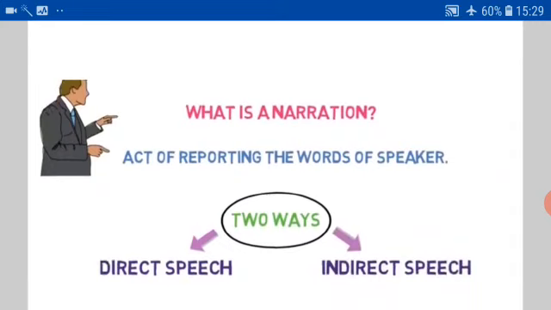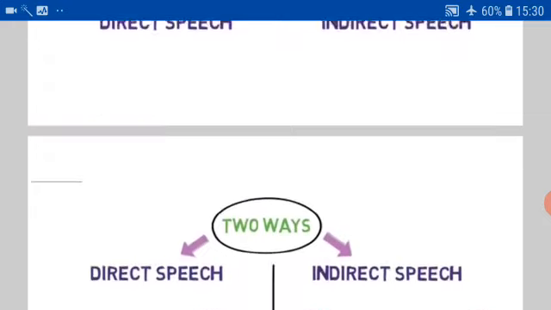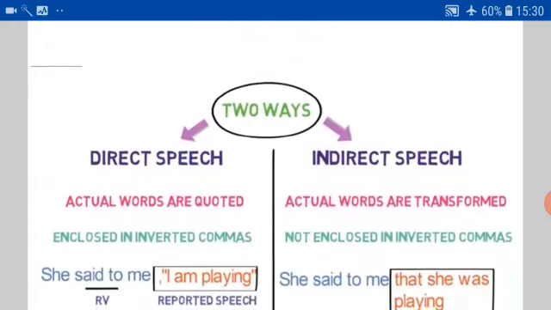But first, we have to learn what narration is. Narration is an act of reporting the words of a speaker. Students, the words of a speaker can be presented in two ways: first, direct speech, and second, indirect speech. Direct speech means the actual words are quoted. They are enclosed in inverted commas. But in indirect speech, the actual words are transformed and not enclosed in inverted commas.